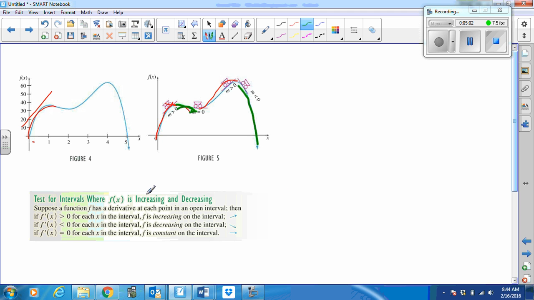Then f prime of x, the derivative of x, if it's greater than 0, then the function is increasing on that interval. If f prime of x, or the derivative, is less than 0, then the function is decreasing on that interval. And if f prime of x equals 0, then f is constant on the interval.